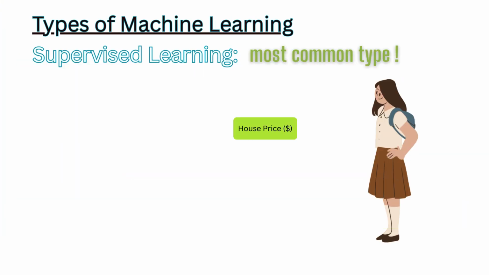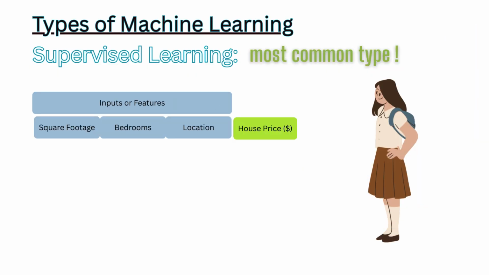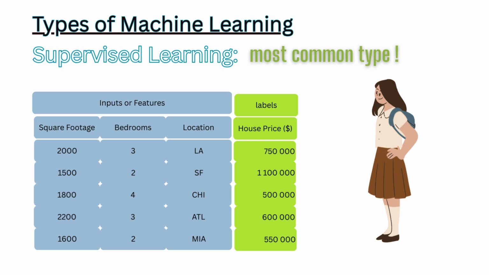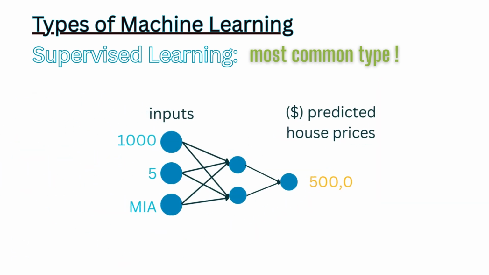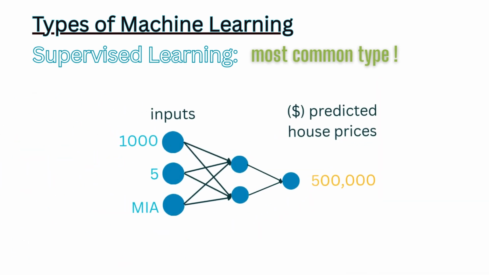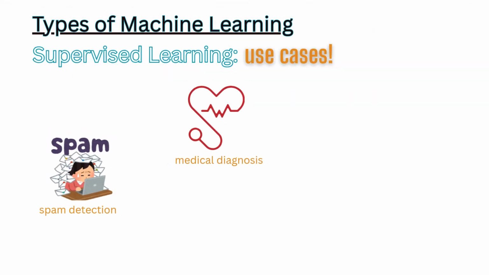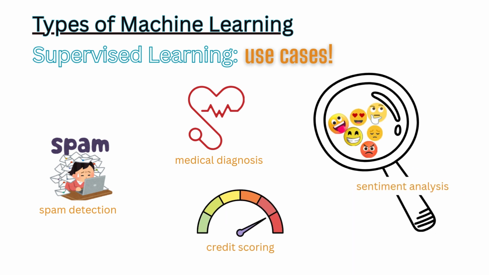Let's say you want to predict house prices. Your data might include features like square footage, number of bedrooms, and location, and the label is the actual price of the house. The model learns the relationship between the features and the labels. Once it's trained, you can give it new inputs, and it'll make predictions. Supervised learning is used in spam detection, medical diagnosis, credit scoring, sentiment analysis, and much more.